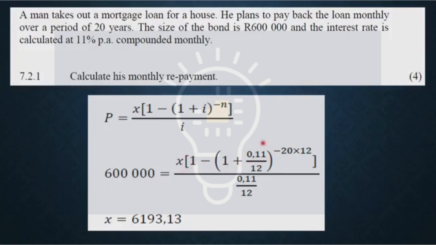There's the interest rate, 0,11. That's our 11%. It's compounded monthly, so once again, that's divided by 12. And notice now, we have 20 years, and we're going to multiply that by 12 to give us the number of payments. When we do that, it simplifies to X is equal to 6,193 Rand and 13 cents. That's what he is going to pay every month.